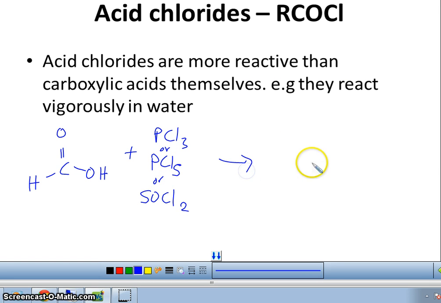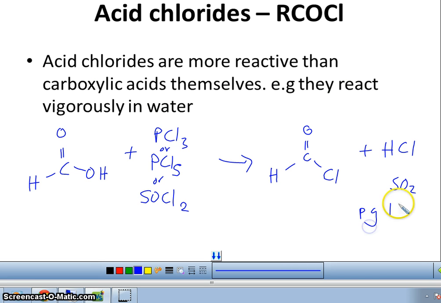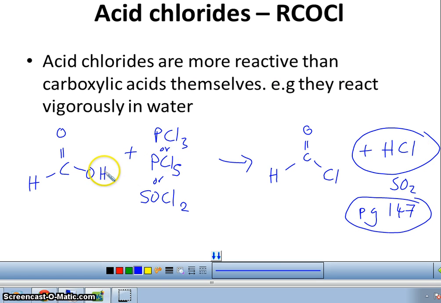We'll end up making HC double bond O, Cl, generally plus HCl, maybe some SO2 depending on what you've got. This is on page 147 by the way, if you want to know exactly what it all makes. But it definitely gets rid of this, and so it's just that on there, and put Cl on there. Oh, sorry, yeah. Alright, cool.